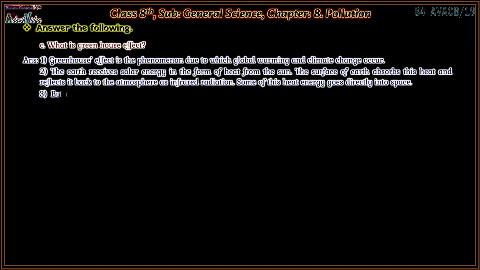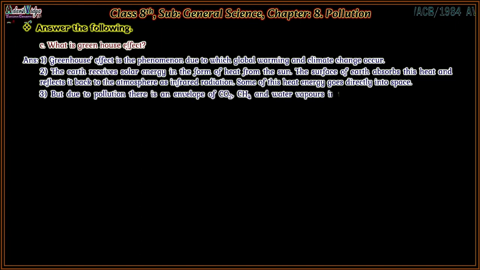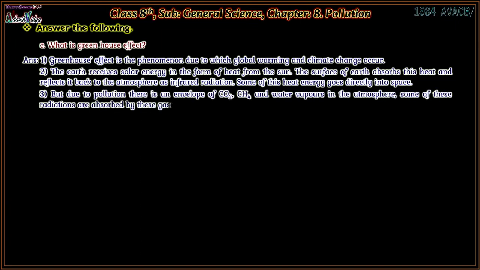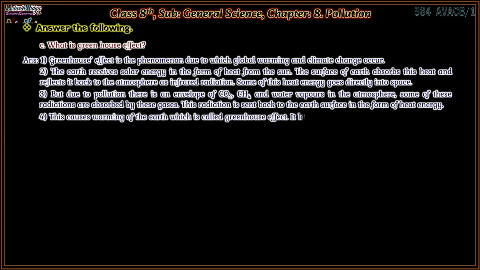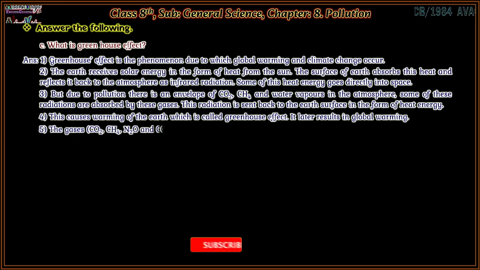Third point. But due to pollution there is an envelope of CO2, CH4, and water vapors in the atmosphere. Some of these radiations are absorbed by these gases. This radiation is sent back to the Earth's surface in the form of heat energy. Fourth point. This causes warming of the Earth, which is called greenhouse effect. It later results in global warming.